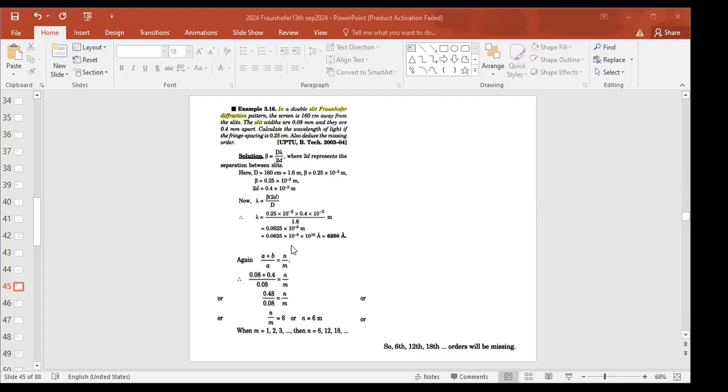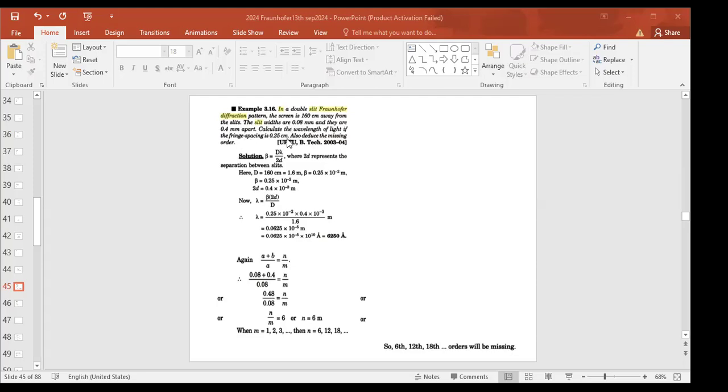What I want to show you is the pattern of questions, like this one. In a double slit Fraunhofer diffraction pattern, the screen is 160 meters away from the slits, so the slit to screen distance is given. When you have a question like this, you just draw the setup and put the values. The slit width A is given as 0.08 millimeters, and they are 0.4 millimeter apart, so the B value is given. But calculate the wavelength of the light.